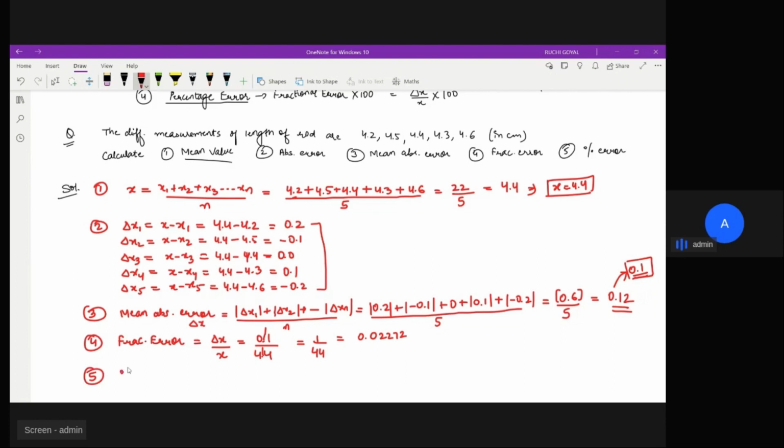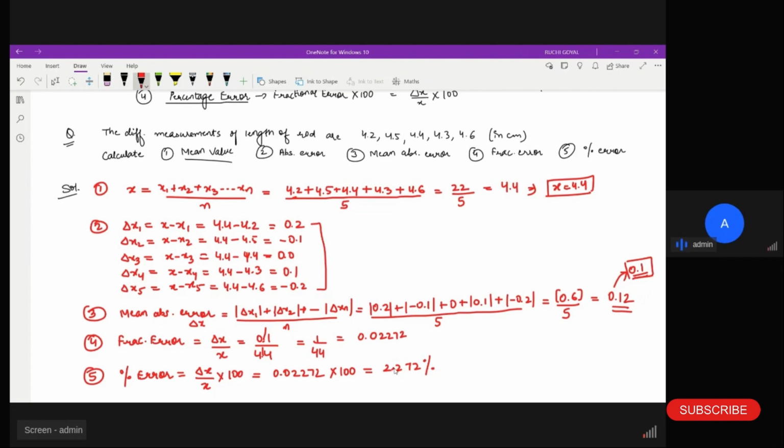Last part is percentage error. Percentage error is fractional error into 100, meaning delta x by x multiplied by 100. So 0.02272 multiplied by 100 gives 2.272 percent. So this is the percentage error here.